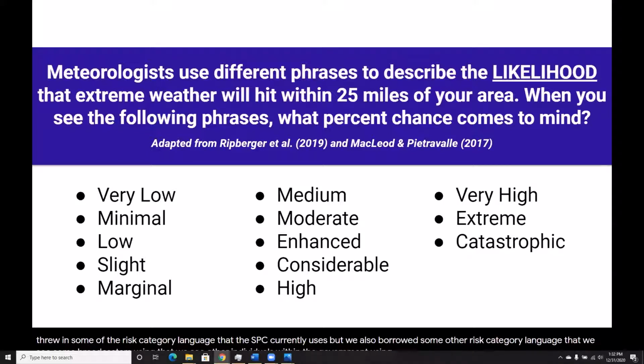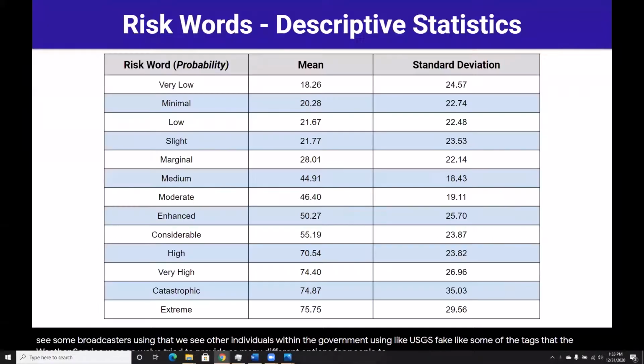the government using, like USGS. We threw in considerable and catastrophic, like some of the tags that the Weather Service uses. So we tried to provide as many different options for people to evaluate. And what we see is that, again, the slight and marginal trend pops out. More people felt as though slight was a less threatening word or less likelihood word than marginal.